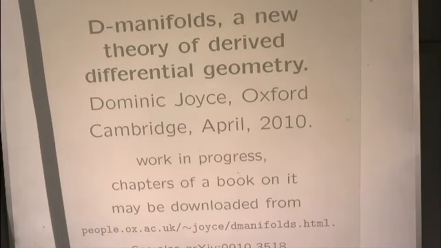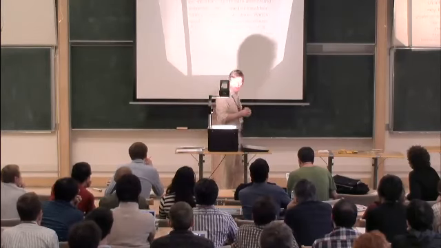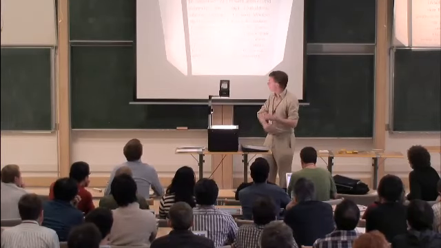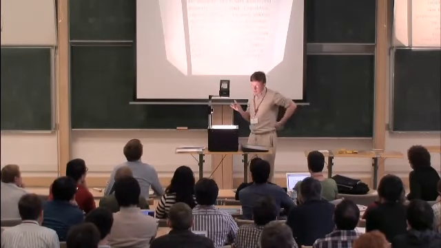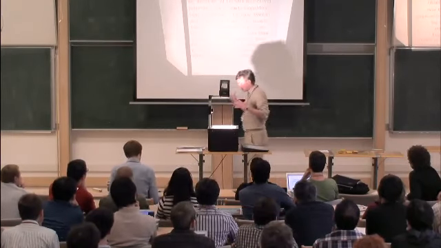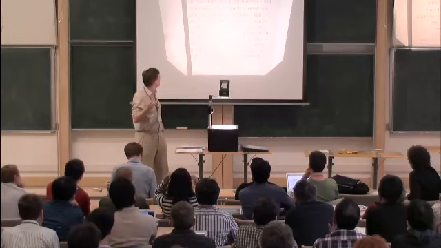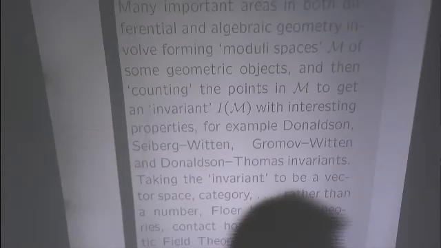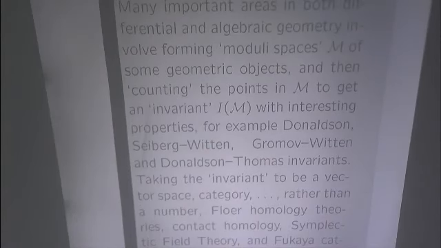Okay. So lots of important areas in both differential and algebraic geometry involve moduli spaces of some geometric objects, and then you count the points in your moduli space to get invariants with interesting properties. So I cut my teeth in Oxford in the 1980s, so I know that the thing you do with a moduli space is you count it and you make an invariant like Donaldson invariants. So examples would be Donaldson invariants, Seiberg-Witten invariants, Gromov-Witten, Donaldson-Thomas invariants. That's really moving from differential geometry, Donaldson and Seiberg-Witten, to algebraic geometry and Donaldson-Thomas and Gromov-Witten, which has a symplectic version with almost complex structures, or an algebraic version counting curves.